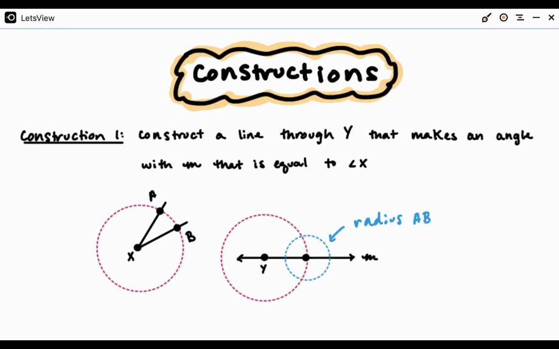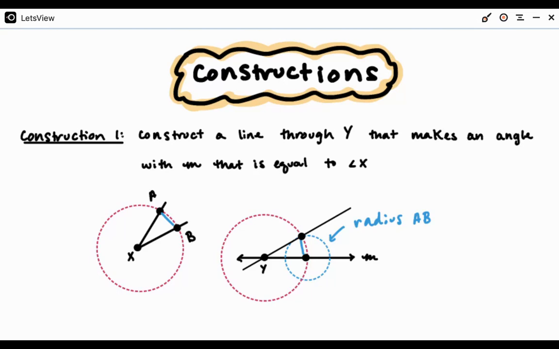Okay, so this was AB. Now I know that this is AB. So this part of the circle is the same as this part of the circle. So now I've got that intercepted part of the circle over here by y. So I can put a point where those two circles intersect, and then I can draw the line through y and that next point. And there I have the angle. So now I've copied the angle. All right, that's how you copy an angle by construction.